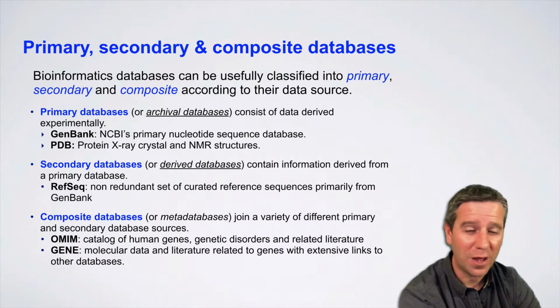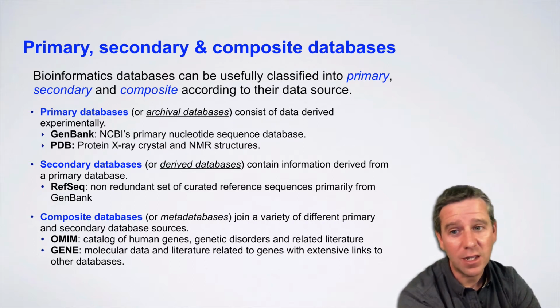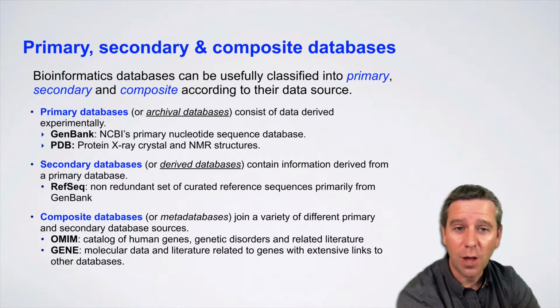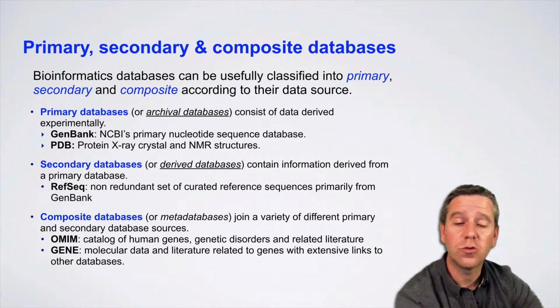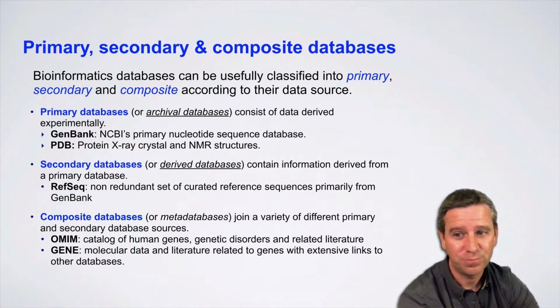Okay, so GenBank and RefSeq are related. RefSeq contains derived information from GenBank. The idea here is that it's non-redundant, so you're going to have the best single copy of a given gene, for example, sequence in RefSeq, whereas you have multiple redundant copies in GenBank.